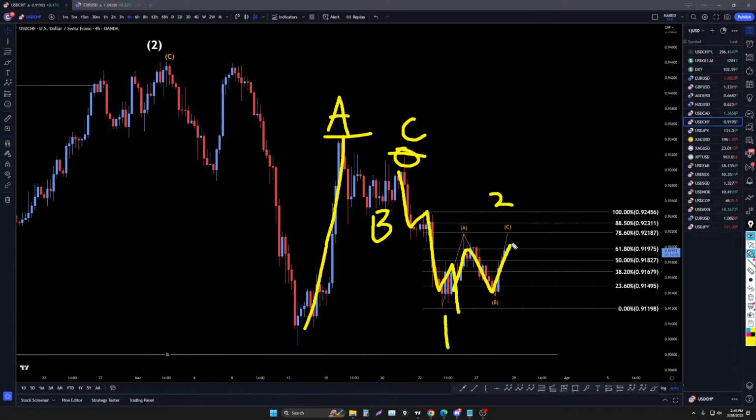I think when the news comes out, there's a very good likelihood that it is going to go down. It might initially go up a little bit, but I think that the trend is going to be down for the continuation of a big uptrend on the much longer time frames.